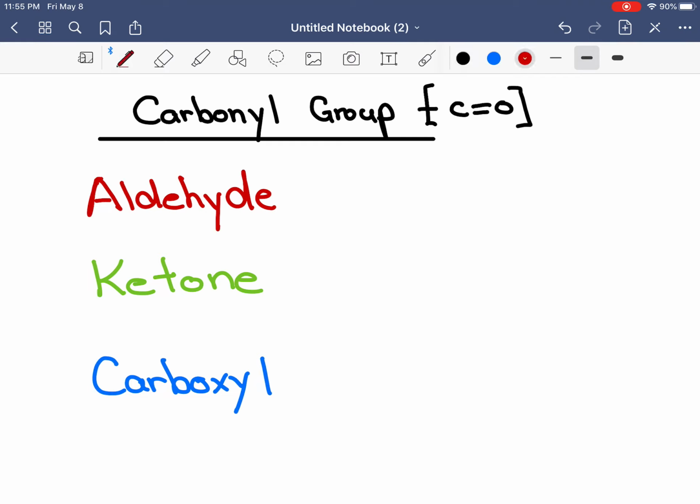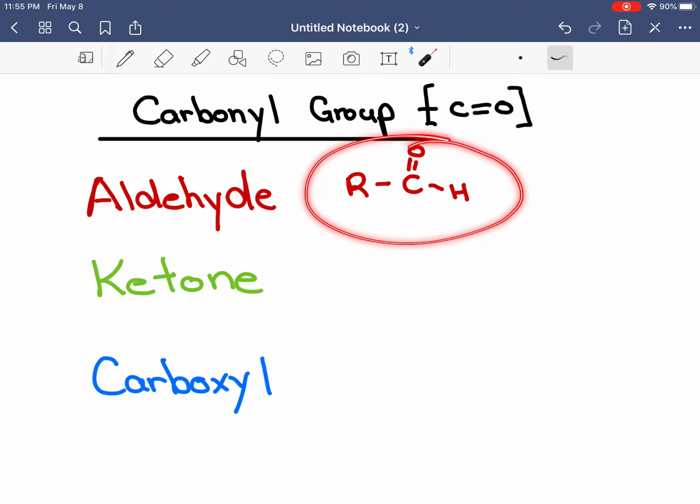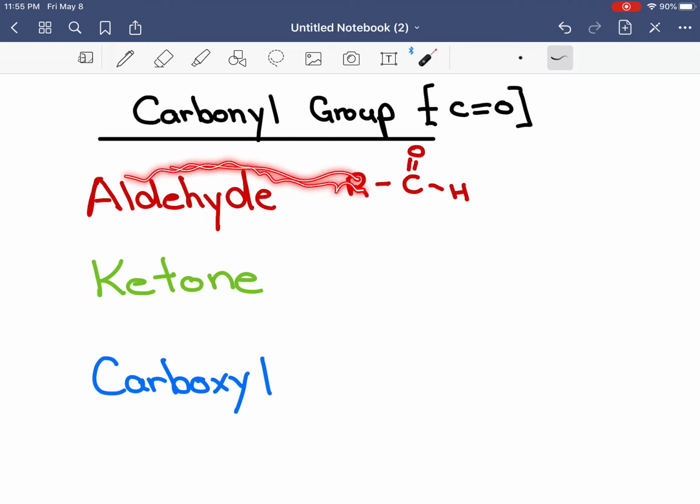Aldehyde: you'll have some sort of R group. And this R group is connected to the carbon that is double bonded to an oxygen and single bonded to an H. So you'll have this orientation. This could be anything. It could be a long carbon chain with side groups all over the place. But that's what R is. As long as you have C double bond O and single bond to the H, that's an aldehyde.